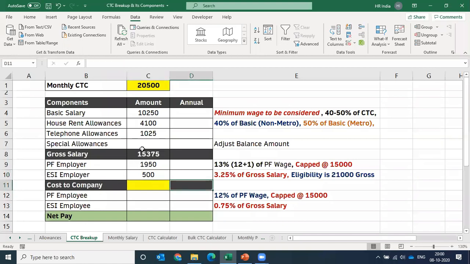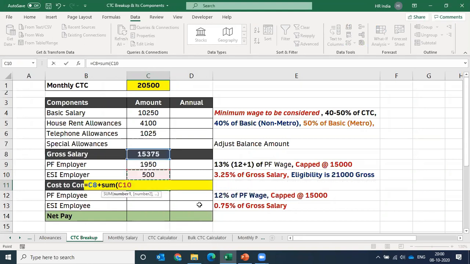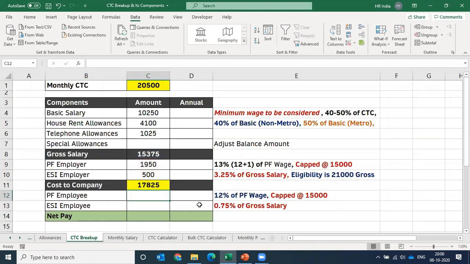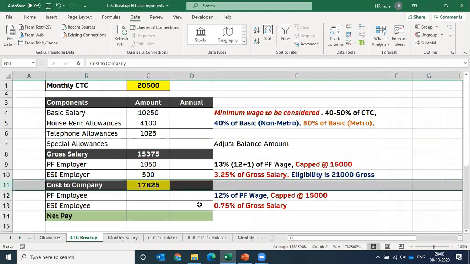Since we have already calculated gross salary and the employer's contribution, now we can calculate the CTC of the employee. What is the formula for the CTC? The formula is gross salary plus employer's contribution. We can calculate the CTC, right? So apply that formula. Gross salary plus sum of employer's contributions, we get CTC. We have calculated CTC of the employee also.